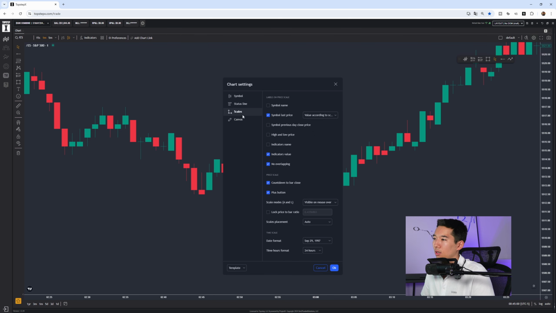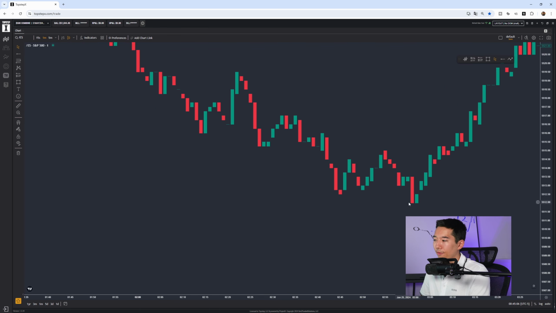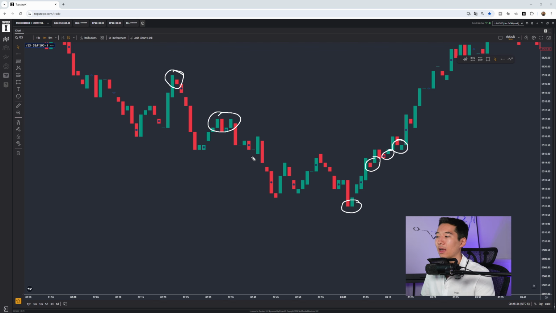If I go to settings, go to the wicks, and turn off the wicks, you have red green, a low, red green, low, red green, low. So every red green that you see is a higher low. When we see red green goes higher, this is considered a higher low. If we have green red and then green red, this is considered a lower high. And this is something that is very important.